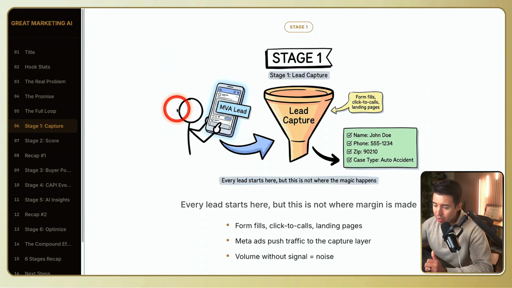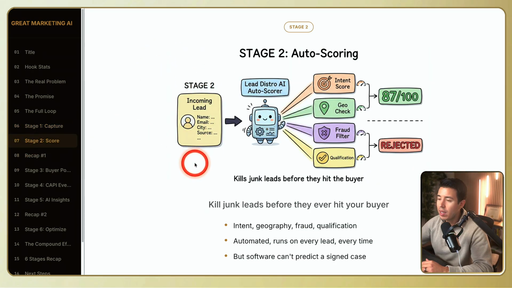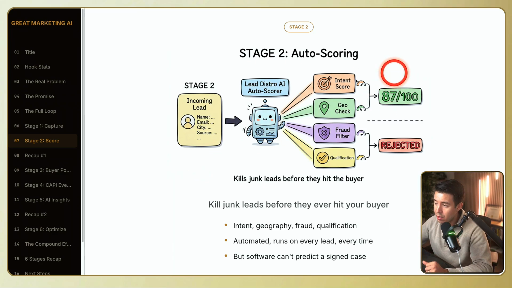So the first step is you capture the lead, right? So this part is simple, whether that's a form fill, whether that's a form fill on a landing page, a native form, whatever that is, capture the lead. Step 2 is we score the lead based on the form fields, based on their phone, their geo, their email being valid, all of that.